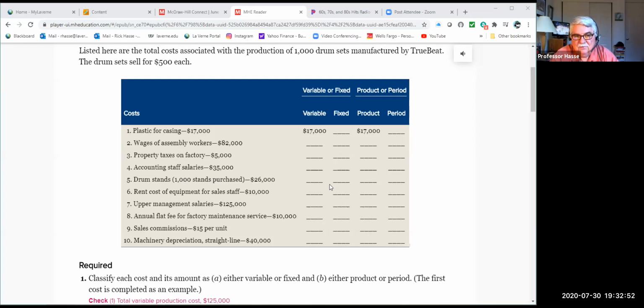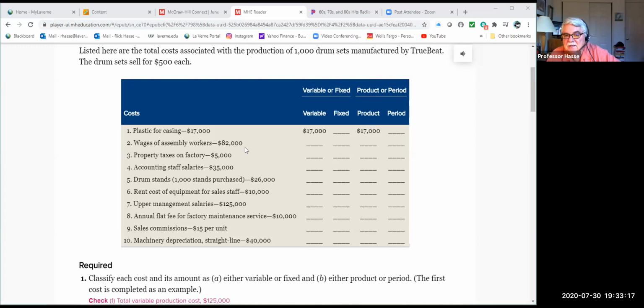So notice, the first cost is plastic for casing, whatever that is in a drum set. And notice I put that under variable. The more drums we produce, the more costs we're going to have, right? And it's a product cost. It's directly associated with the product of the drum. Okay? I'm going to do the next one as well.